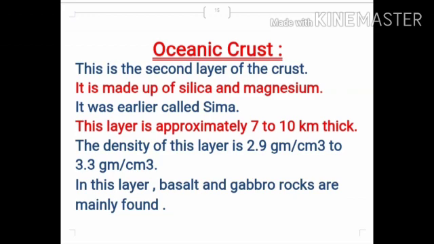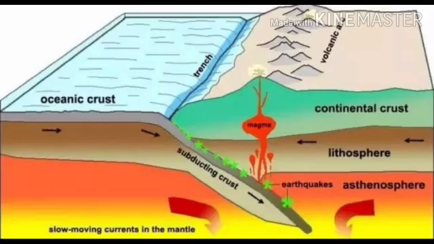So children, what we have to remember? Oceanic crust is called Sima. Thickness is 7 to 10 kilometers. Density 2.9 to 3.3 and the layer has basalt and gabbro rocks. Okay, I hope you remember all the points which I have told. See children, again with the help of a diagram, let's see the continental crust and oceanic crust. You can see the part below the water is the oceanic crust and the part below the land mass is the continental crust. The oceanic crust is thinner and the continental crust is thicker. So this basic difference you can get clear from this diagram.